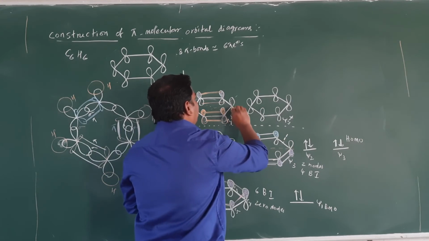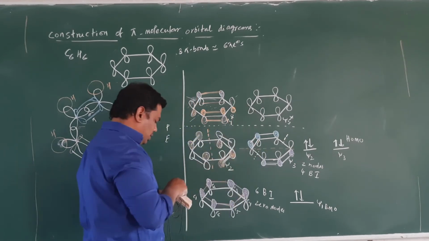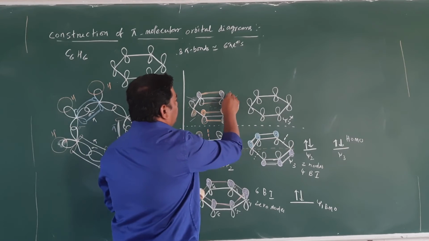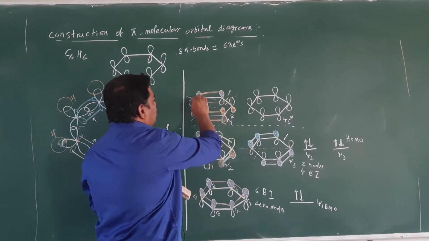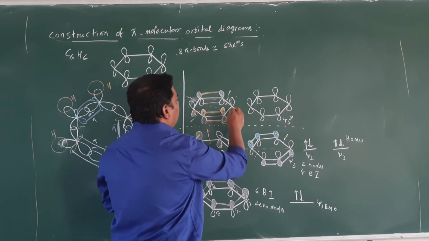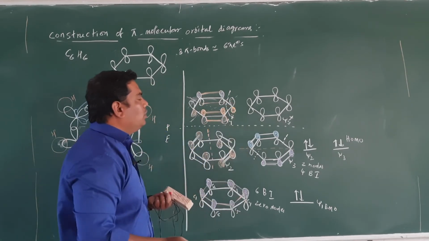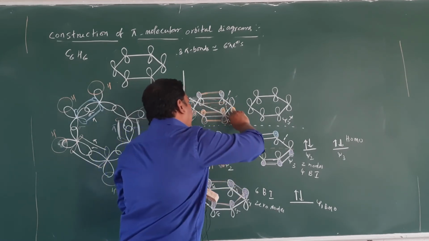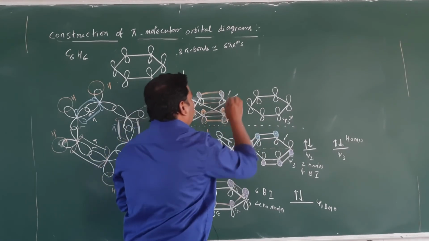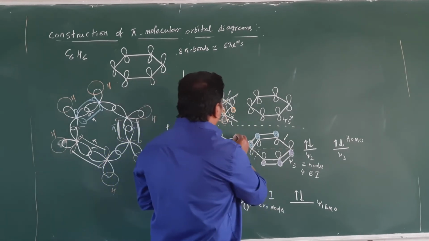Right. Here you can see this is the nodal plane, students. We have a nodal plane here. This is the nodal plane and this is the nodal plane and this is the nodal plane. So how many nodal planes are there, students? Here the nodal plane is one, and this is another nodal plane, students. So here how many nodal planes are there, students?